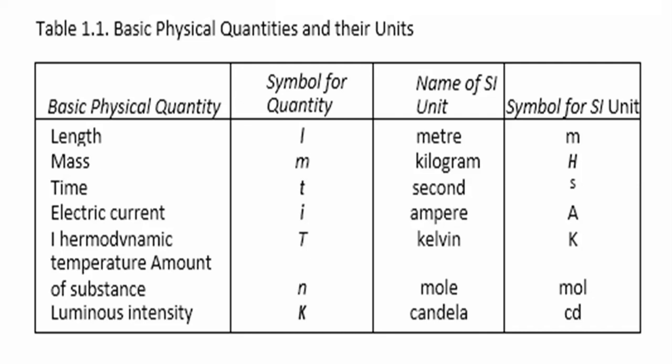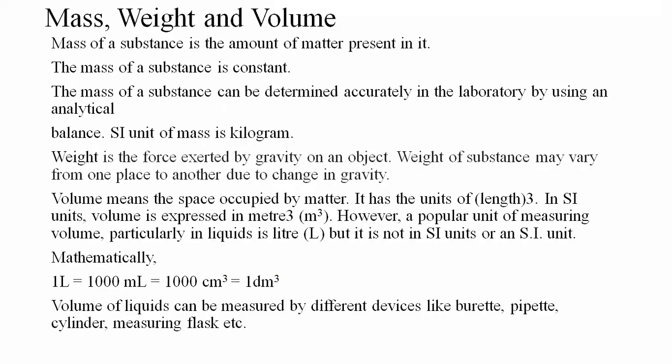Luminous intensity in a given direction from a source which emits a monochromatic light. These are present in your NCERT books also. You can have a look at it.